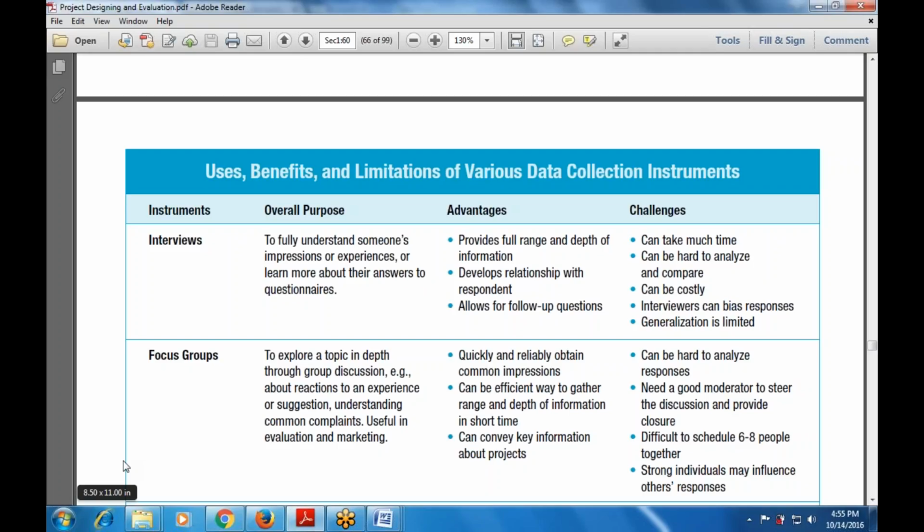Now, what are the various challenges that come with the focus group? What are the various drawbacks and challenges? First, it can be hard to analyze responses. It is very difficult to analyze the responses.